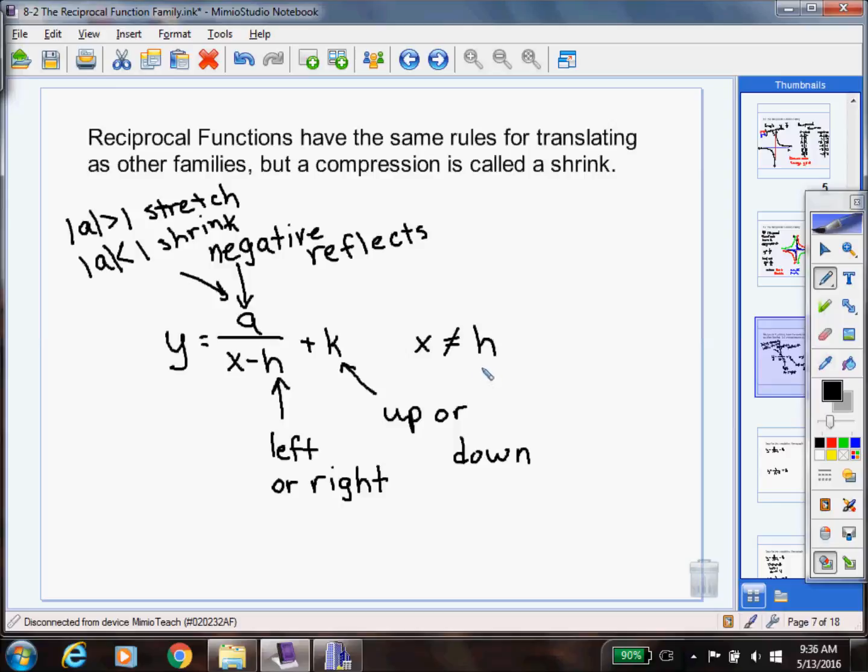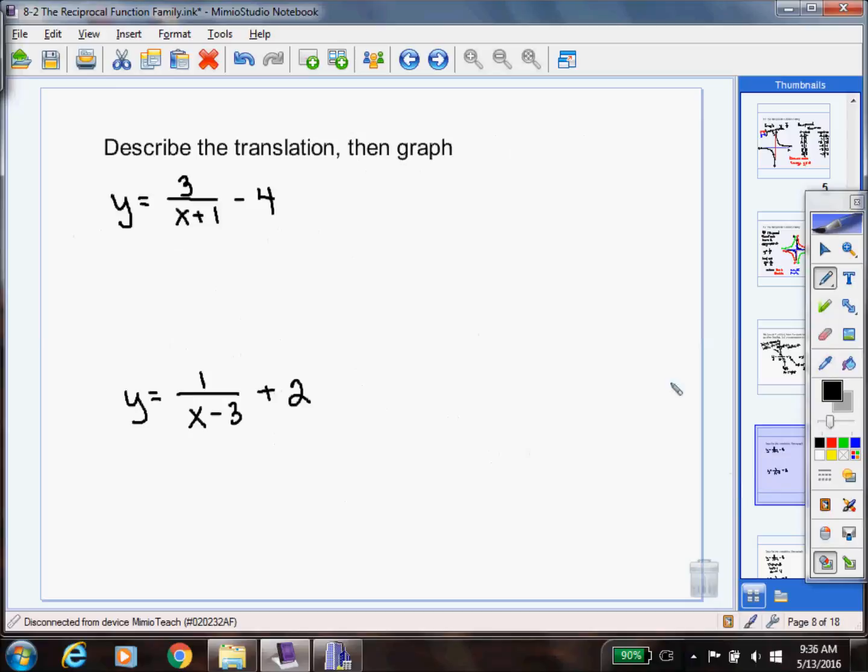Now think about for a minute why x can't be h. We can look into the denominator, and if x was equal to h, you'd have h minus h, which would equal 0, and you just can't have a 0 in the denominator. So what we want to do next is take a look and describe the translation that goes with this, and then after we do that description, we're going to go ahead and graph it.